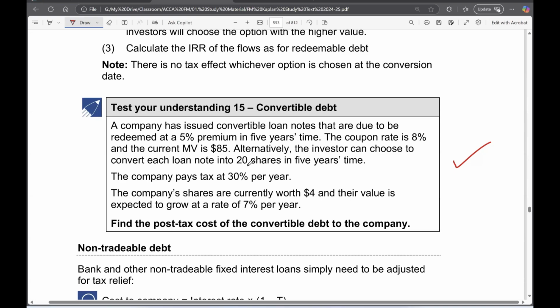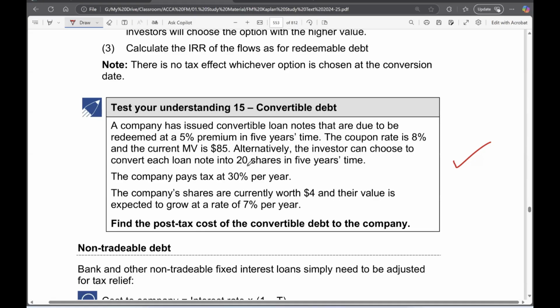So expiry of the bond is 5 years. The bond will mature in 5-year time. So the investor has a choice to get either $105 cash or get how many shares? 20 shares of the company. Okay, the company pays tax at 30% per year. The company shares are currently worth $4. This is the price of our company's one share today.